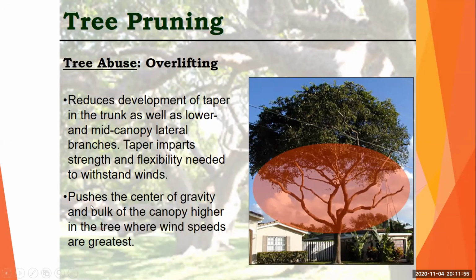It pushes the center of gravity and the bulk of the canopy higher. If the canopy is full here, maybe the center of gravity could be at this point. But now, because there's no weight here, the center of gravity is way too high. Maybe it's here. So if the center of gravity is different, the momentum here is going to be huge.